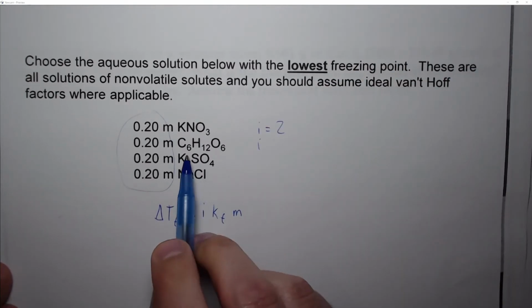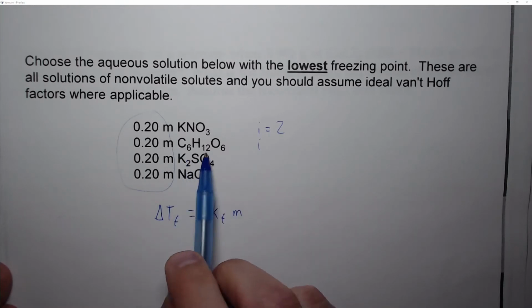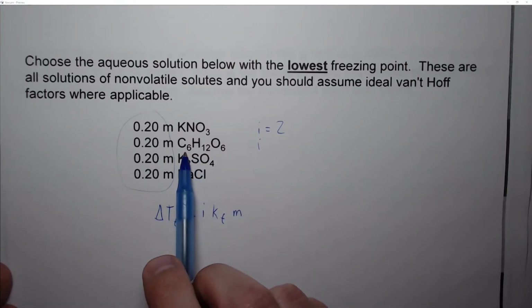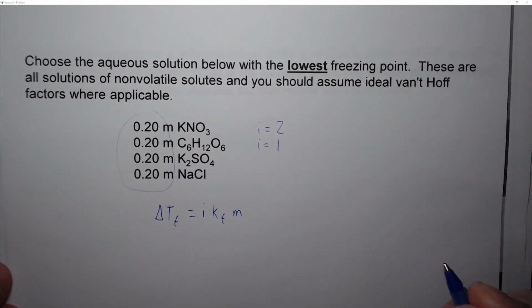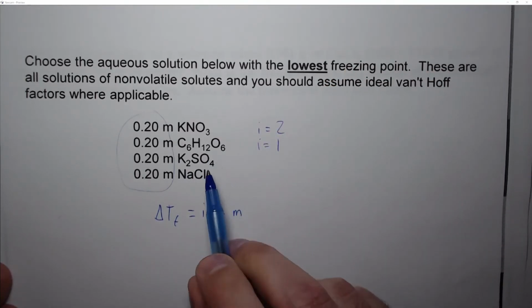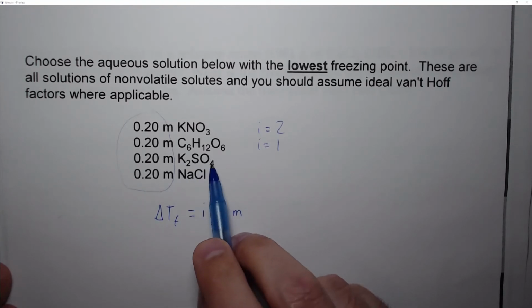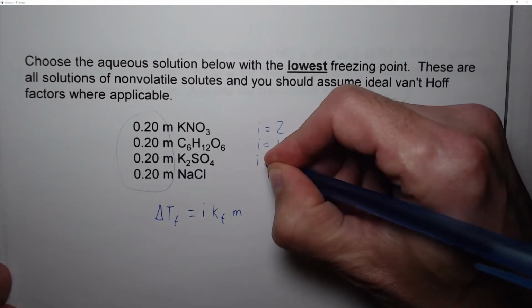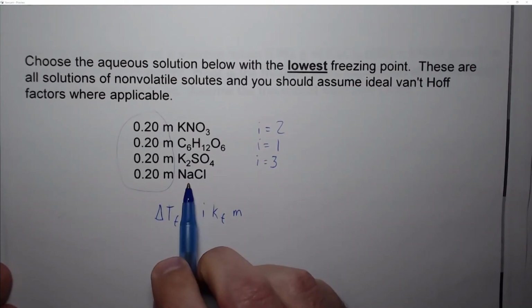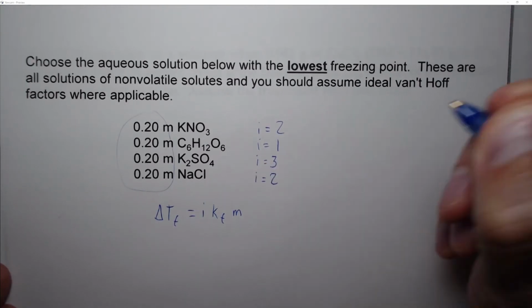If we look at glucose, C6H12O6, it doesn't break up at all in solution. It will stay as C6H12O6, so i is equal to 1, and that is because it is covalent. K2SO4 breaks up into two K+ and SO4 2-, so 2 plus 1 more, a total of 3, so i is equal to 3. And NaCl breaks up into Na+ and Cl-, so i equals 2.